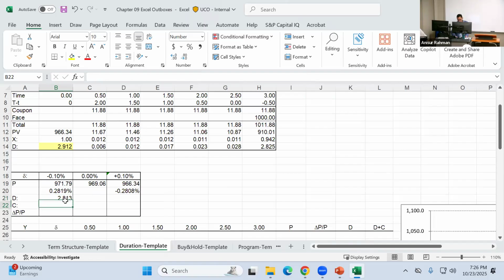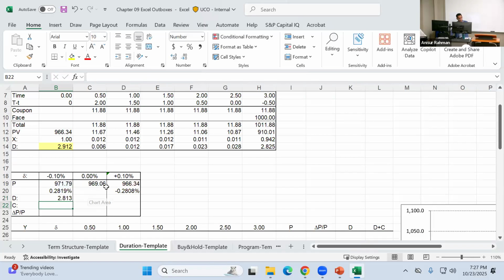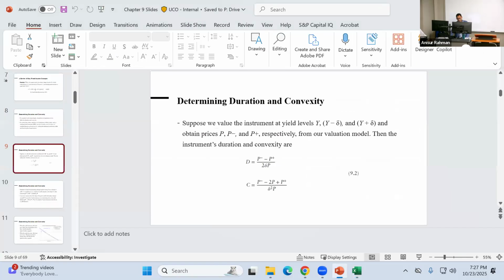So then we are going to calculate convexity. And you have a question? You got negative. Yeah, so at the last moment I changed this from B18 to D18. Okay, D18. Make sure you have D18. Thank you. No problem.